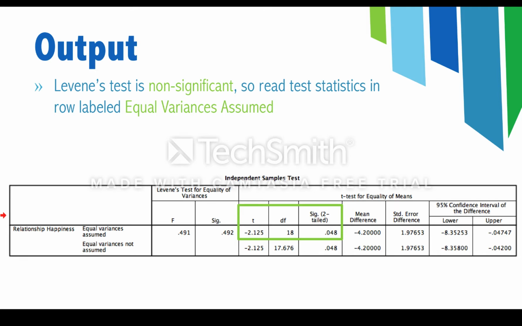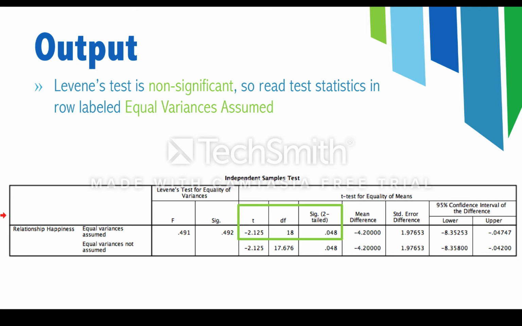And to determine whether the independent samples t-test is significant, meaning that the mean difference is statistically significant, I have to consult the middle portion of our independent samples test table as indicated on this slide. So you are presented with the observed t-value, which is negative 2.125, the degrees of freedom, which is 18, and the statistical significance, or p-value.